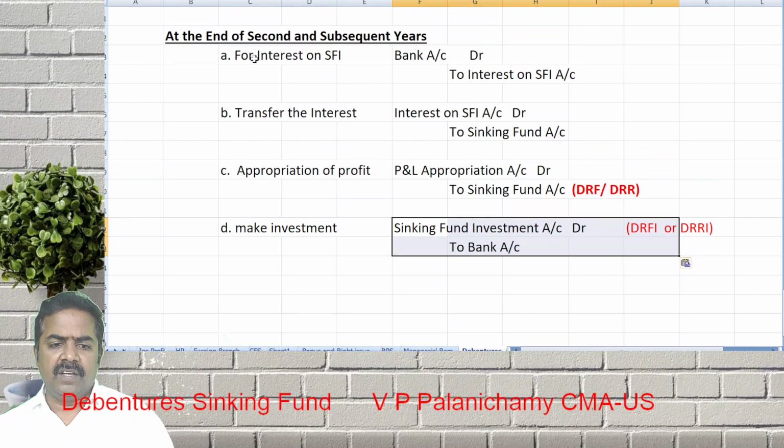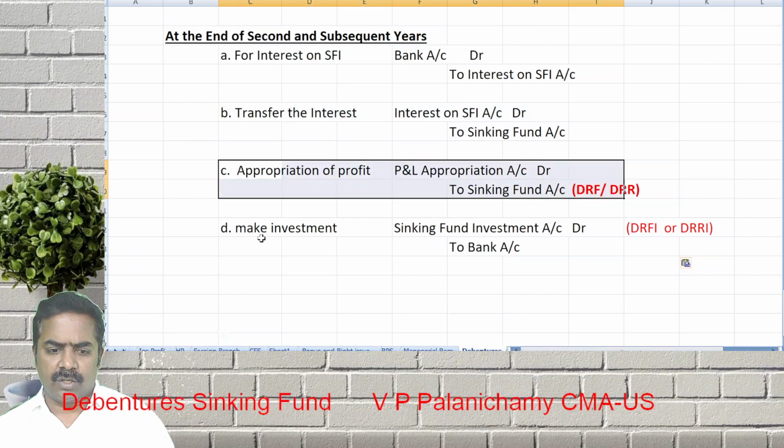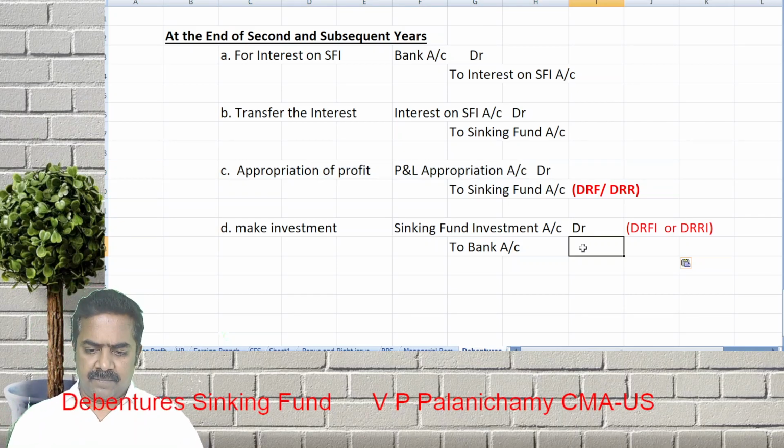So what will you do in the second year? First get the interest. Then transfer the interest. Then take the money from the P&L account for this year also. Make the investment. Wait. In the second year, what amount will you invest? Principal plus interest.